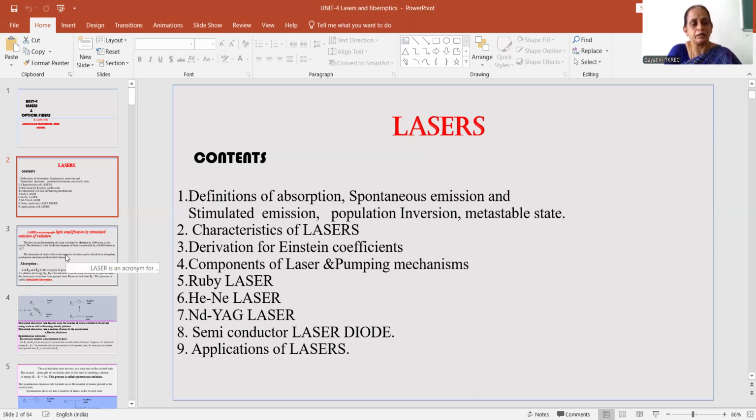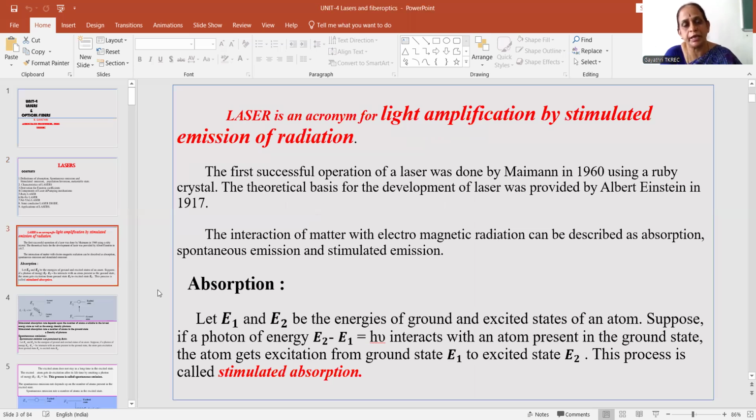Okay, let us see first the acronym for laser. So, acronym for laser is light amplification by stimulated emission of radiation. The first successful operation of laser was done by scientist Lyman in the year 1960 using a ruby crystal. So he has constructed the ruby laser. So ruby laser was the first laser constructed by scientist Lyman, which is the simplest laser.